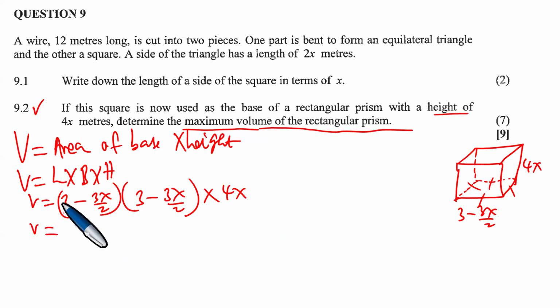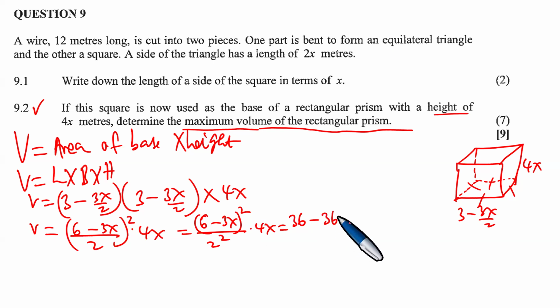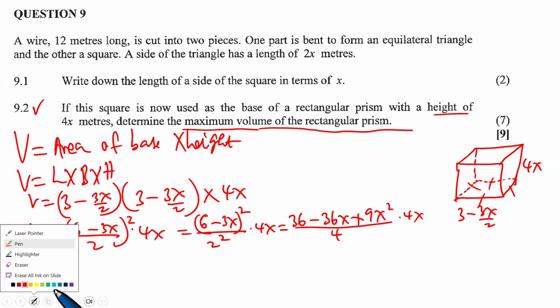Right, so you can write 2 times 3 is 6, so (6 minus 3x) over 2, all squared, times 4x. Pay particular attention, guys, because at this point we can observe that these are the same, so you can put a perfect square there. You square 6 to get 36, and 6 times 3 twice is 36x, so this is minus 36x, plus you square minus 3x to get 9x squared, all divided by 2 squared, which becomes 4, times 4x.